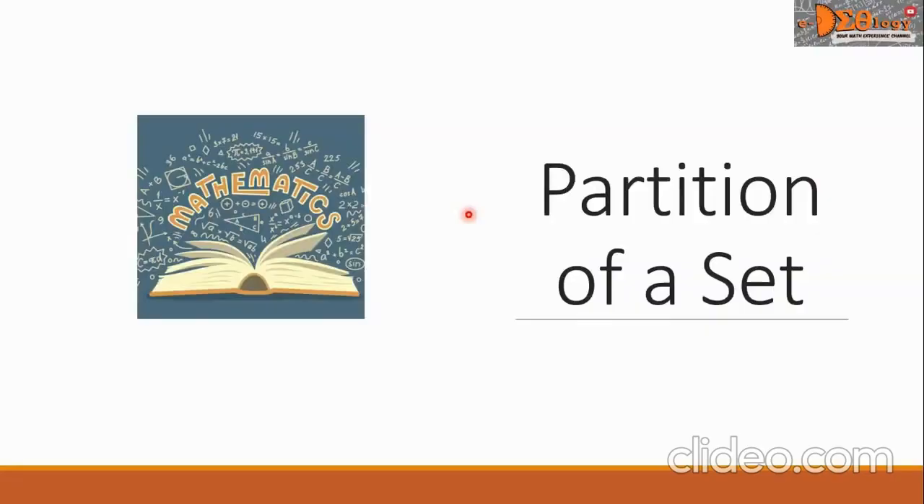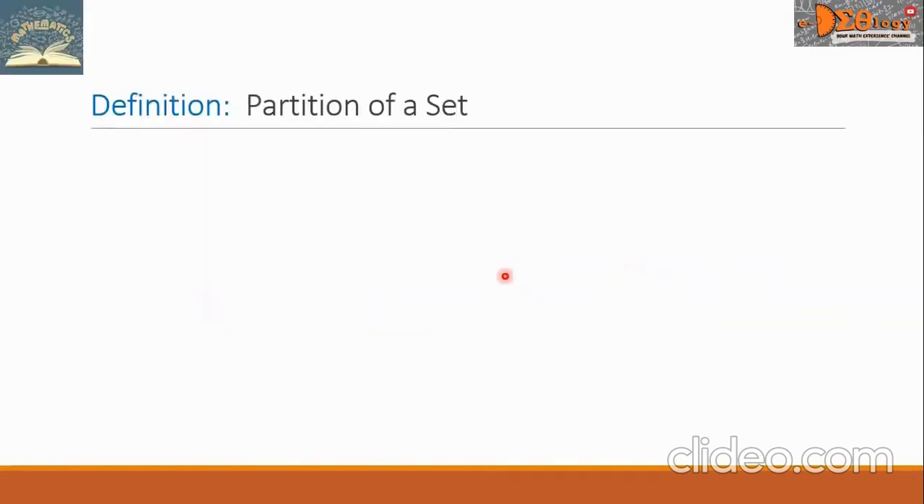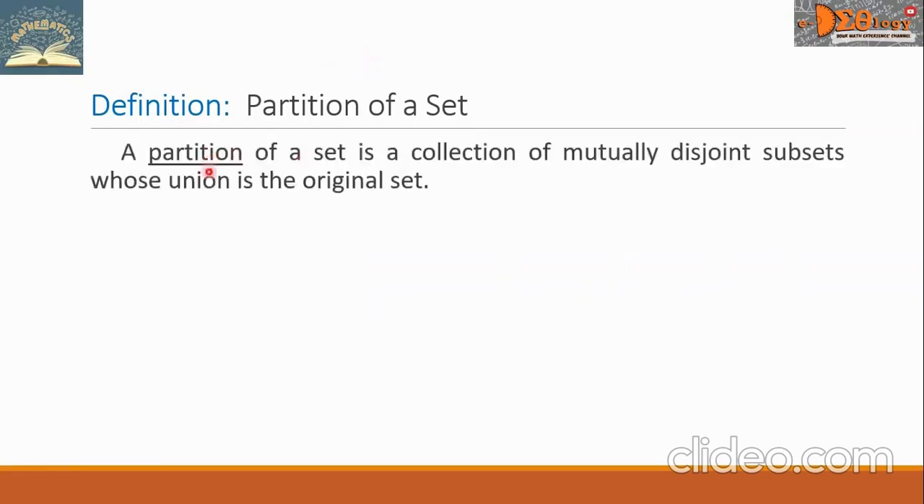Today we're going to study partition of a set. Let us define partition of a set. A partition of a set is a collection of mutually disjoint subsets whose union is the original set.